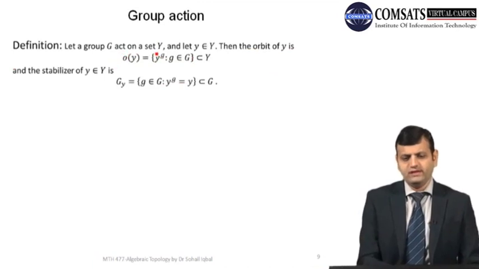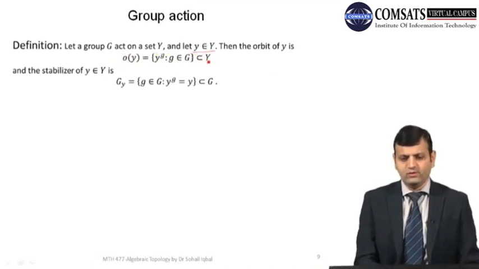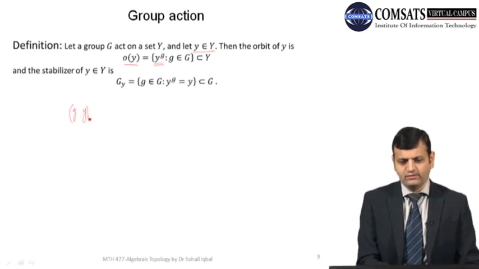Now if we have a group G acting on a set Y, and this small y is any element of this capital Y, then the orbit of y is given by O(y) equal to y raised to power g, such that g belongs to G. So what is this y raised to power g? Of course this is the image of (g, y). Okay, so basically we are denoting the image of (g, y) by y raised to power g.